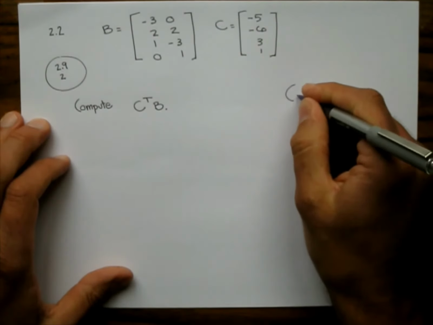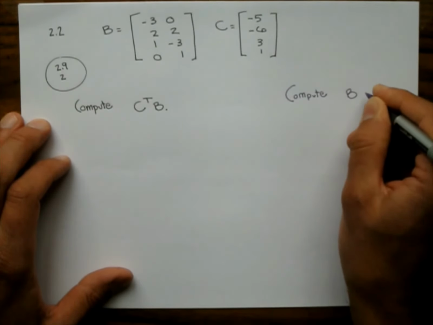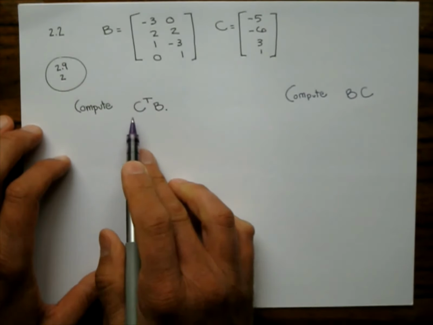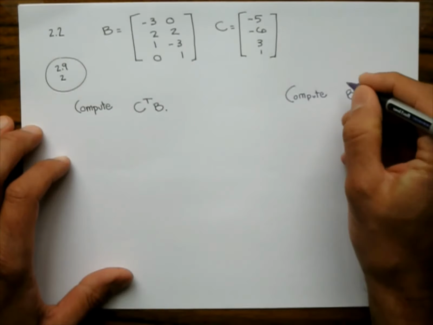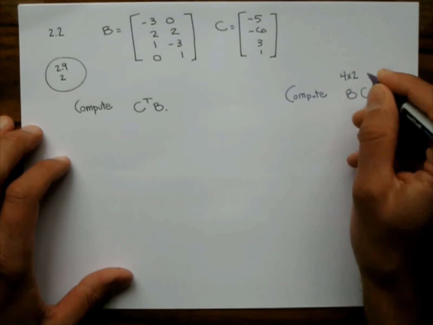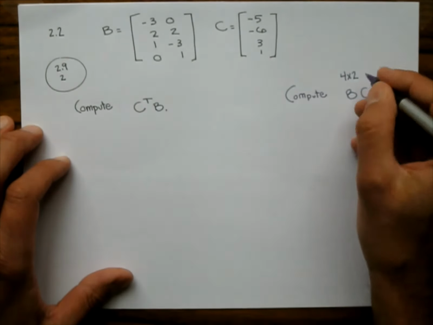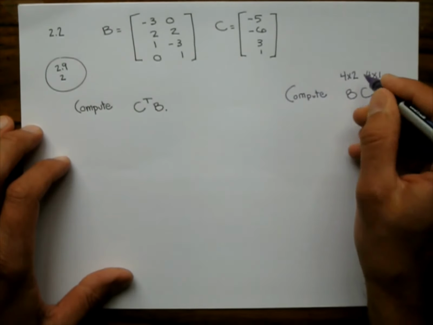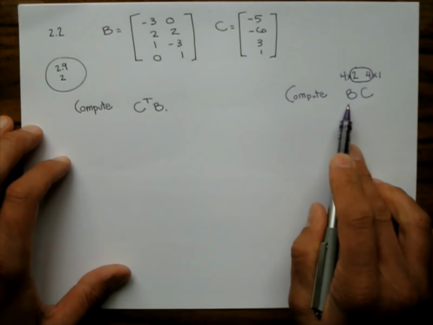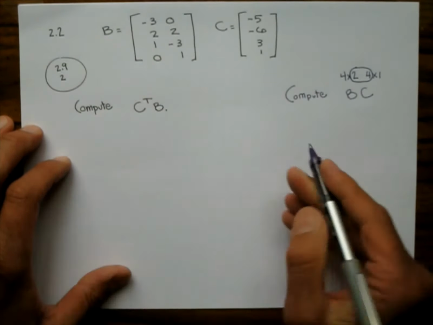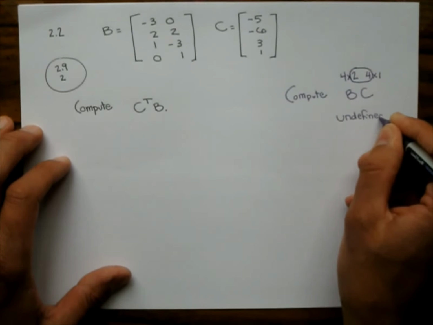Let's just say they asked us to compute BC. Well, whenever you do any of these multiplications, you should always do a size check. The size of B is 4 by 2, and the size of C is 4 by 1. So it looks like the inside numbers are not the same. So if they ask you to compute BC, which they didn't in problem number 2, you would say undefined. And hopefully you saw that in your homework.